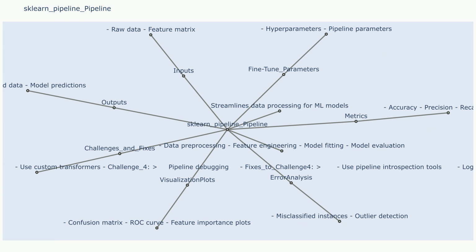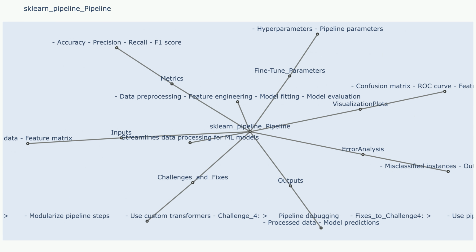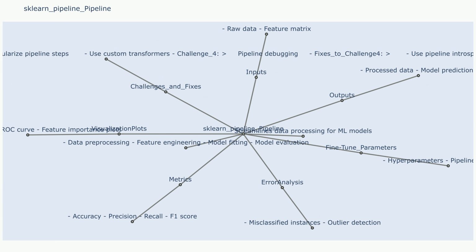Challenges and fixes. Challenge 1: data leakage occurs when information from the testing data is inadvertently used during training, leading to overly optimistic performance estimates. Sample use case: if a feature transformation is applied before the data is split into training and testing sets, it's possible to use information from the test set in the transformation, leading to leakage. Fixes: fit transformers only on the training data and then apply them to the test data. Use the ColumnTransformer to apply different transformations to different subsets of columns.